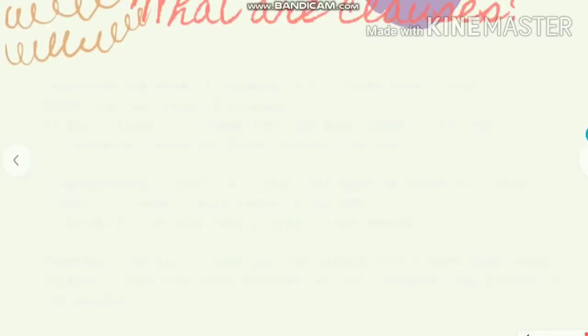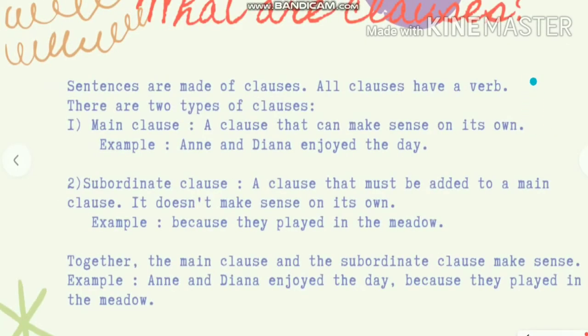Okay, when it comes to clauses, we have to understand sentences first. What are sentences? Sentences are made of clauses, and a sentence itself is a group of words that begins with a capital letter and ends with a full stop. And for sure, you have to know that all clauses have a verb. And actually, there are two types of clauses. The first one is a main clause. Let's take a look at the word main.